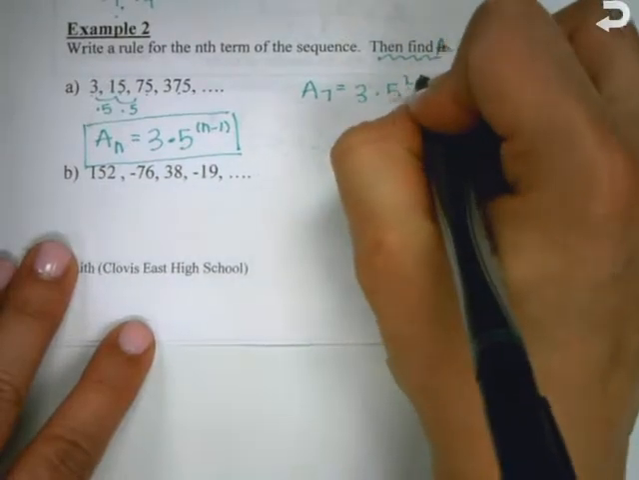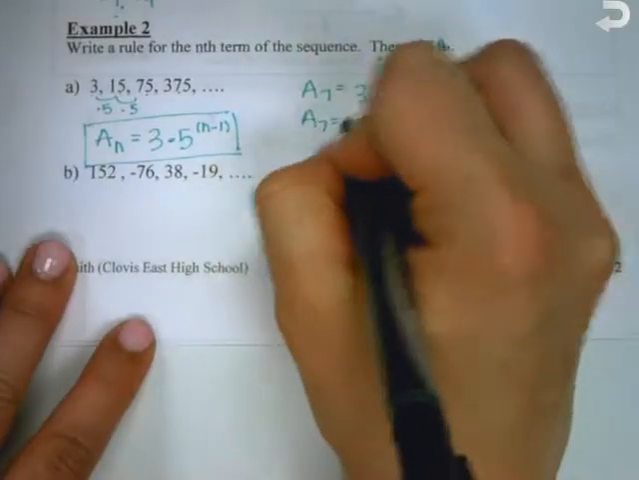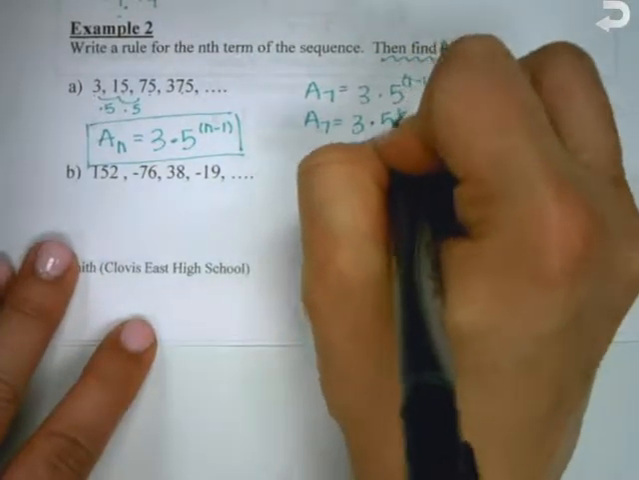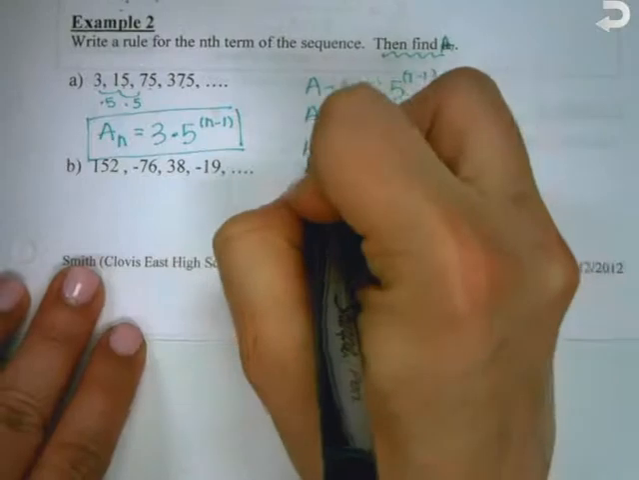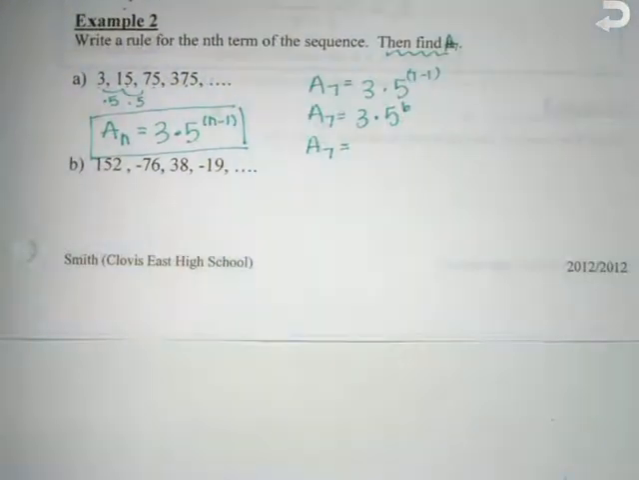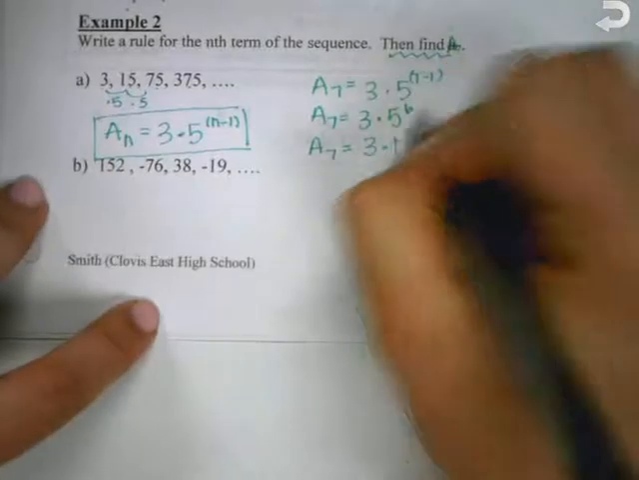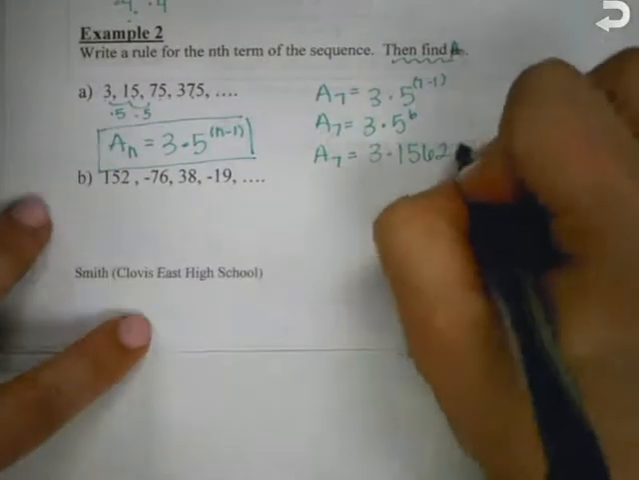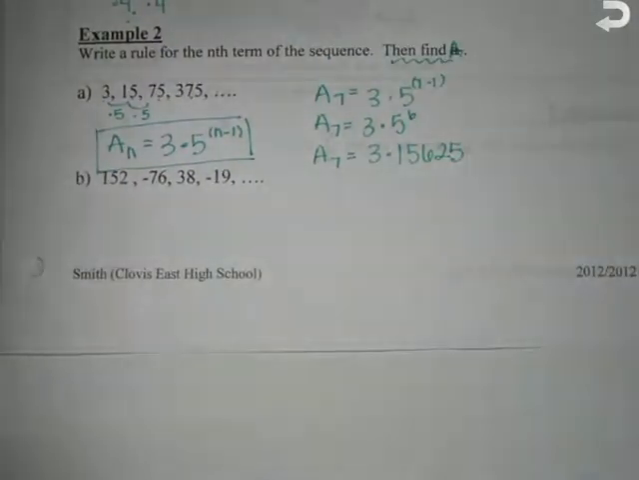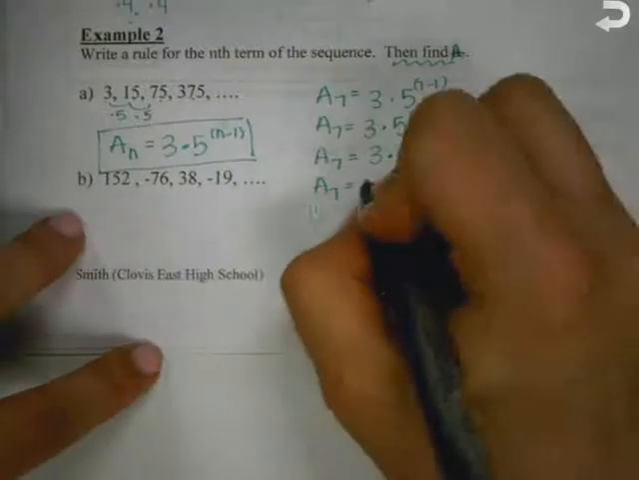So a sub 7 is 3 times 5 to the 6th. And now we can simplify this all of the way. What is 5 to the 6th power? It's a really big number. Okay, so that is 3 times 15,625. And then 3 times that gives me 46,875. So it's a really big number.